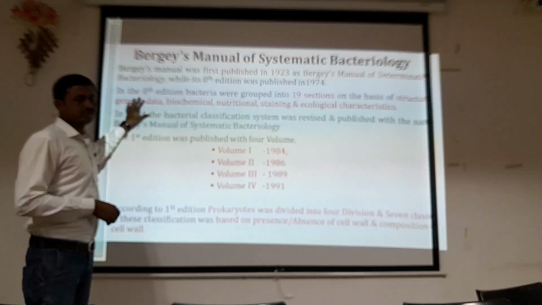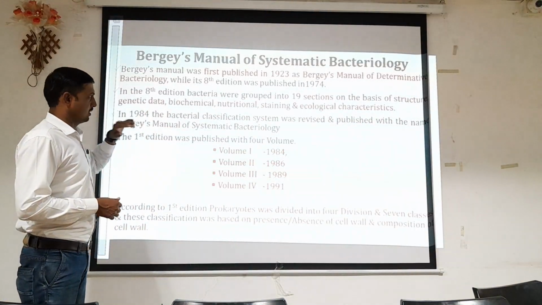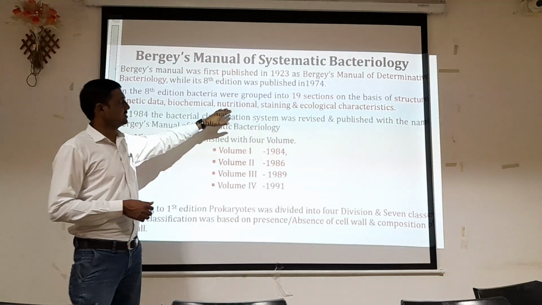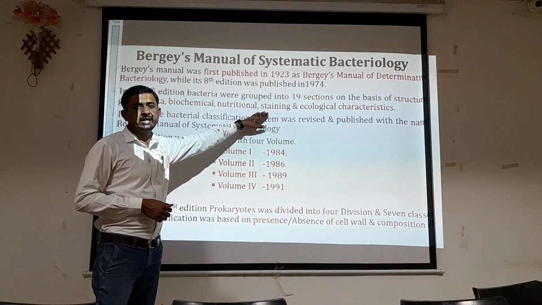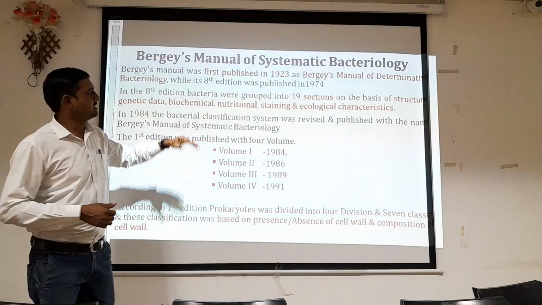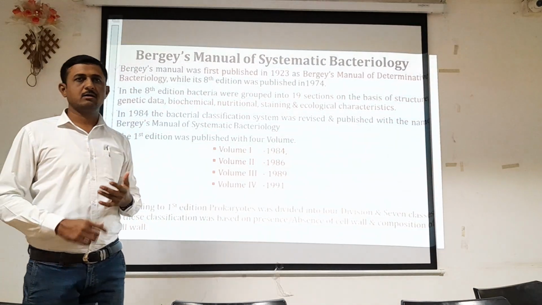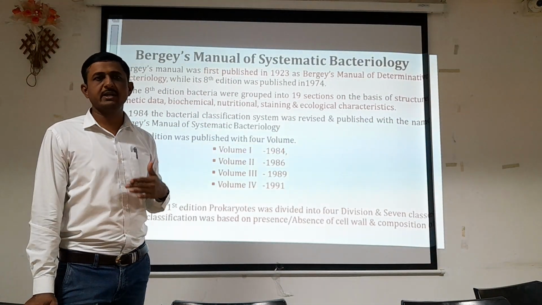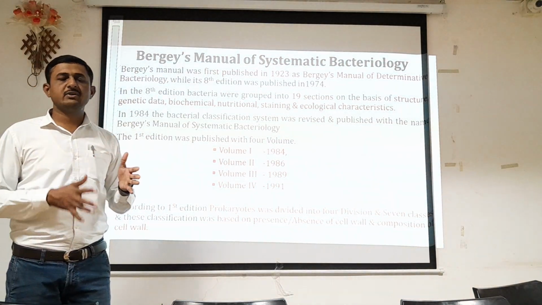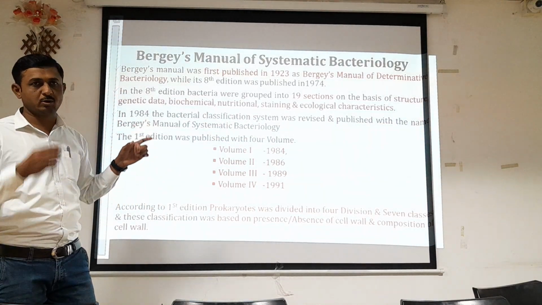In the 8th edition, bacteria were grouped into 19 sections on the basis of structure, genetic data, biochemical characteristics, nutritional characteristics, staining techniques or staining properties you can say, and ecological characteristics. We have already discussed that in Bergey's Manual of Determinative Bacteriology, basic differentiating characteristics were used, and it is nothing but one book of that particular determinative bacteriology.